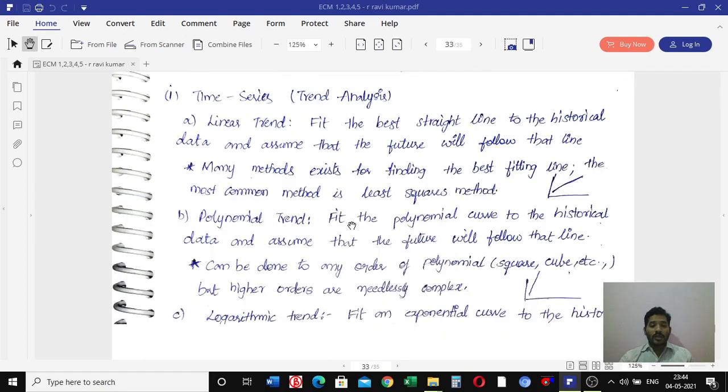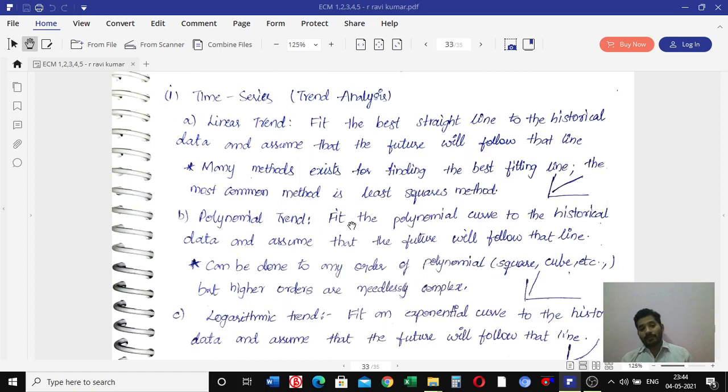And the second one is polynomial trends. First one is linear trend, second one is polynomial trend. This polynomial trend fits a polynomial curve to the historical data and assumes that the future will follow that line also. The polynomial trend line can be done to any order of polynomial, like square and cube, but higher orders need a more complex form.